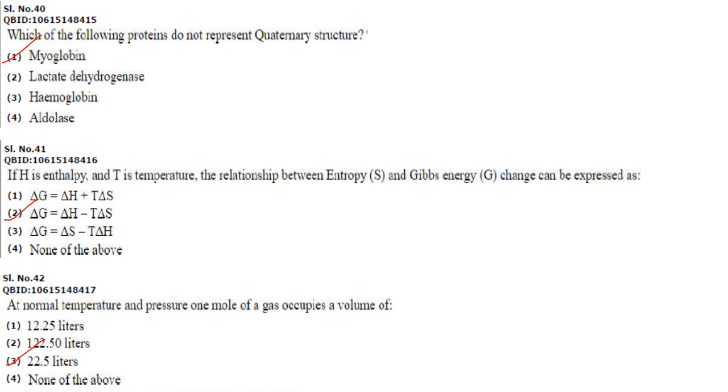Then if H is enthalpy, T is temperature, the relation between entropy and Gibbs energy that you are studying from your plus two onwards, or before that I think. So the answer here will be delta G is equal to delta H minus T delta S. Then again another question from plus two. At normal temperature and pressure, 1 mole of a gas occupies a volume of 22.5 liters. Answer is option 3.